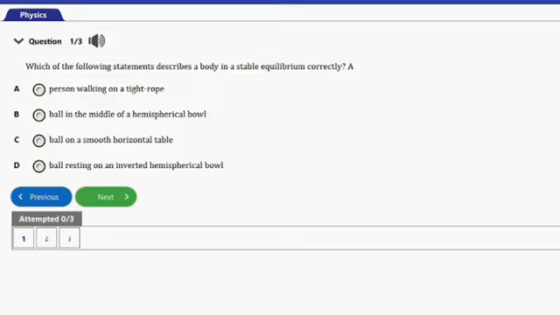So guys, the answer to this question is option B. A ball that is in the middle of a hemispherical bowl will actually be in an equilibrium state. So it won't be moving randomly. It will just be at that fixed point. In such a scenario, it is an example of a stable equilibrium. And that's option B here. That's the answer to this question. So let's go ahead and consider the next question, guys.